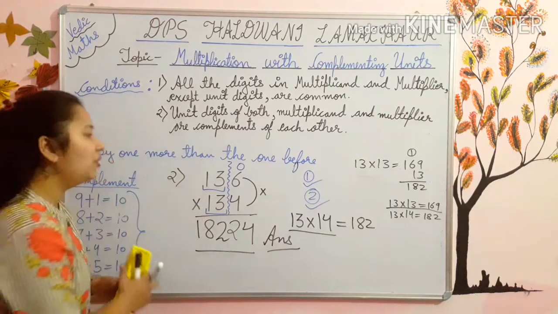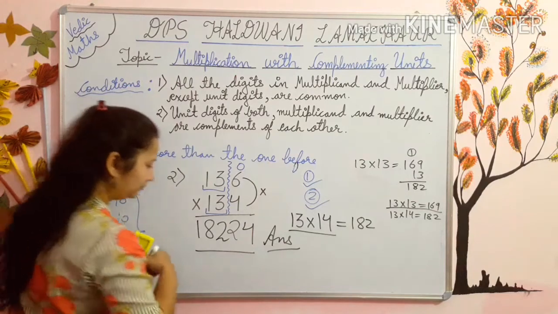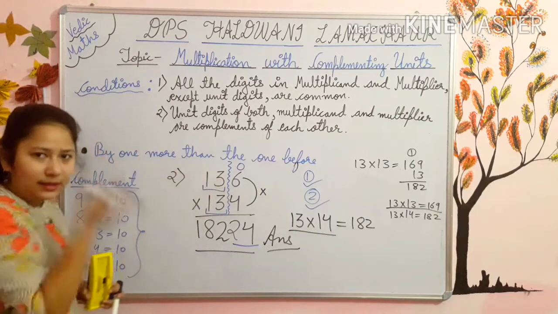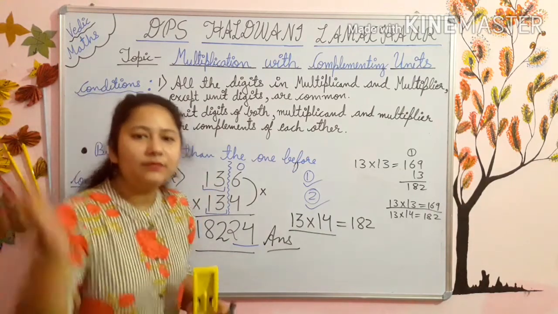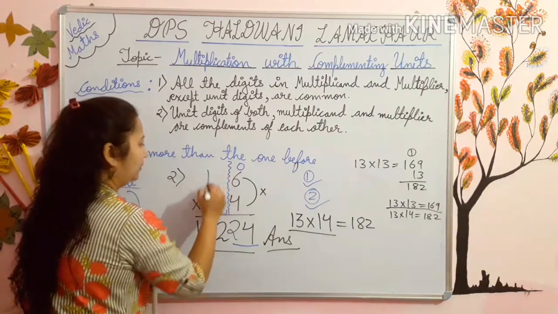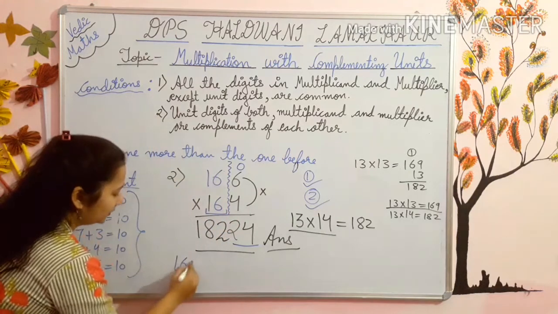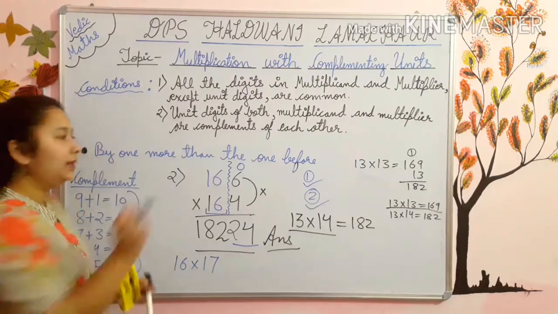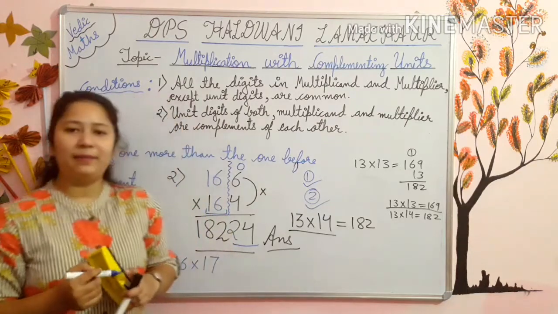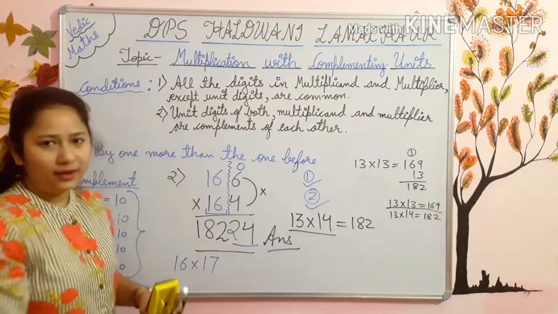Your trick is first of all multiply the ones digit. 6 into 4 is 24. Now the rest of the digits, there is 13. So you have to multiply your 13 with 14. If it will be 16, so you have to multiply 16 into 17, means by one more. And whatever the multiplication is there, you have to write it here. And that is your answer.